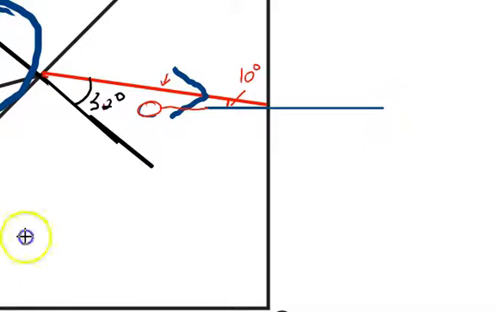So this is a prism, and this is air. So here will be the lighter density, low density, and here is the high density. So the light is traveling from high density to low density, so the angle should be more, right?